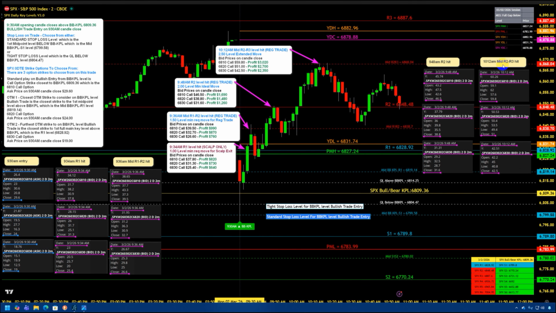Here we have the data boxes for the bid prices on the 10 a.m. candle, which of course on a 2-minute chart is closing at 10:14 a.m. Excuse me. So the 68.10 is 59.80 on this candle close, profit now $3,020 per contract. 68.20 is 51 even. That profit is $2,700 per contract. 68.30, 42.50 bid on the candle close, profit $2,350 per contract.